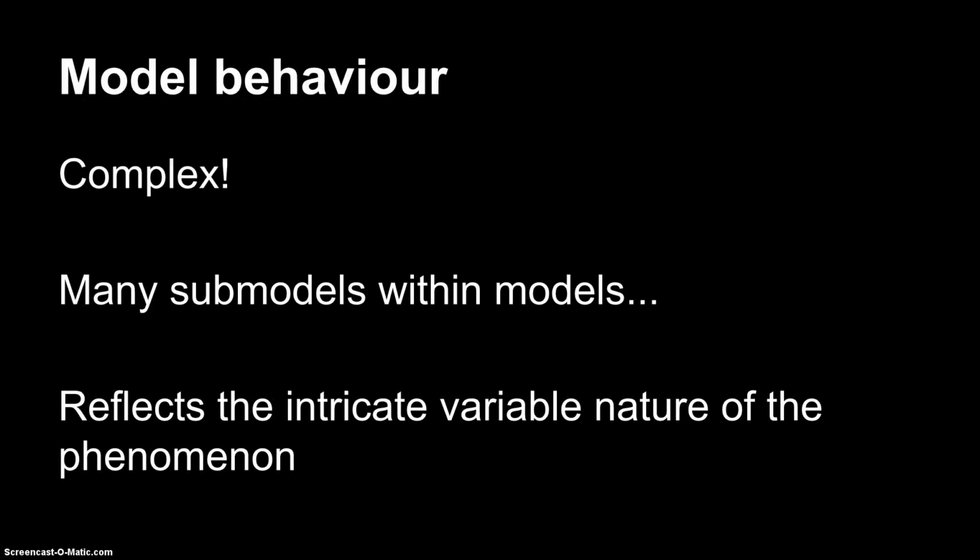So the model behavior, it's really complex. There's many submodels within models, and it does reflect the intricate variable nature of the phenomenon, because there's many different things that can factor into whether someone will be bitten. So primarily the human and mosquito need to be in the same place at the same time. And then there's factors such as whether the mosquito is actually looking for a meal, or whether it's in its reproductive cycle. There's factors on the human, such as whether they're wearing mosquito spray, or what precautions they're taking to stop being bitten.